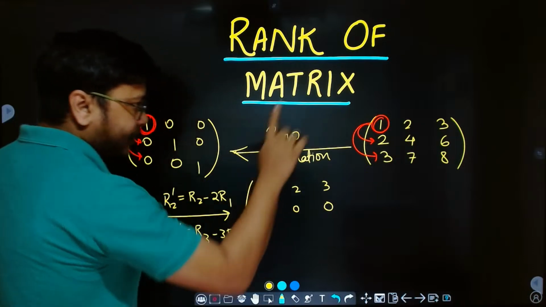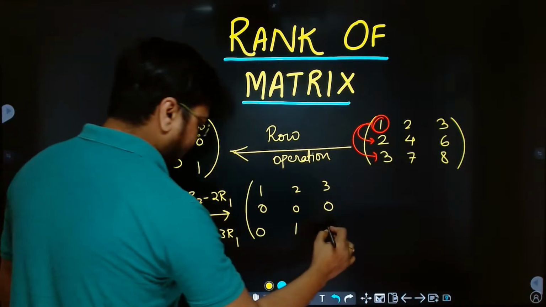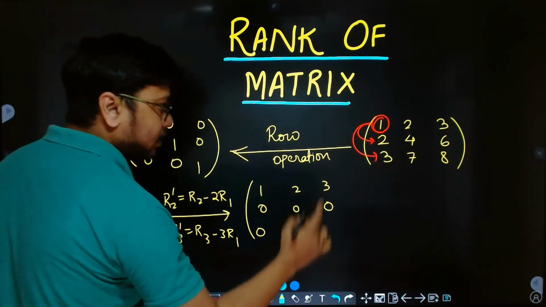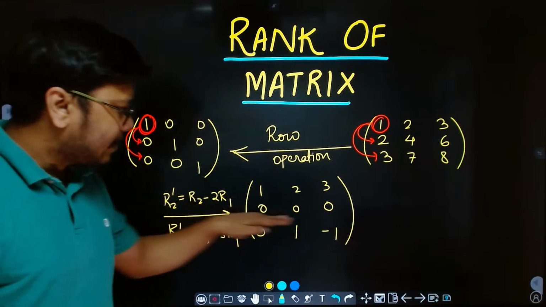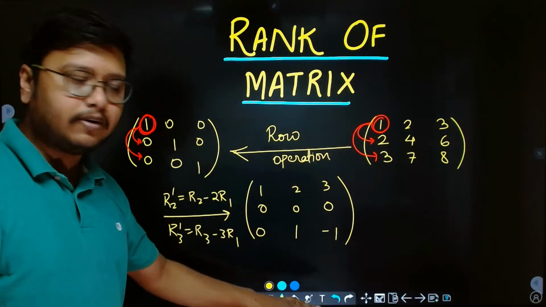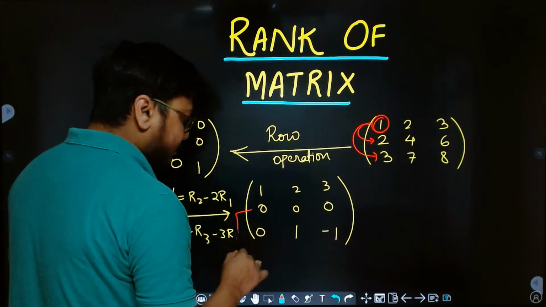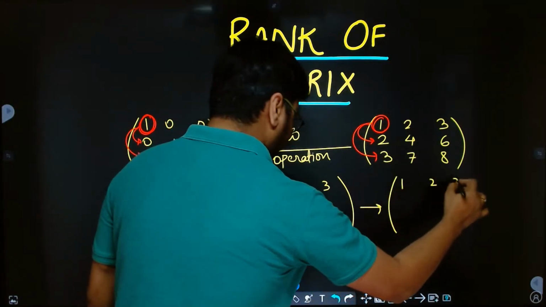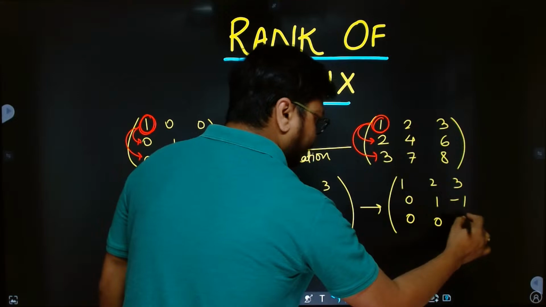If I do the subtraction, the second row is directly 0, 0, 0. For the third row, 7 minus 6 is 1, and 8 minus 9 is minus 1. Whenever we get a completely 0 row, we'll try to keep all the 0 rows at the bottom. So I'll just interchange these two rows, which makes it 1, 2, 3, then 0, 1, minus 1, then 0, 0, 0.